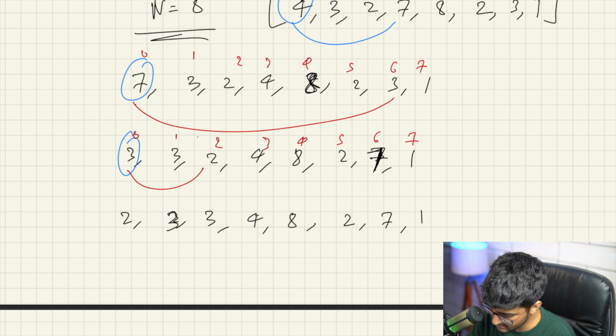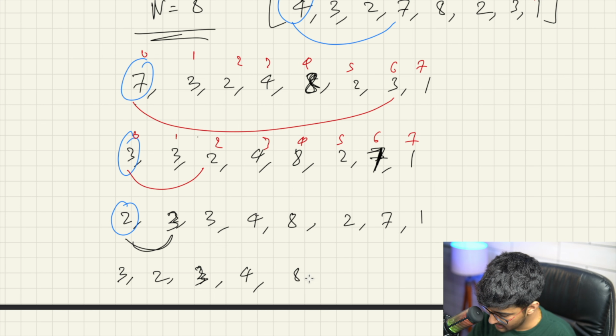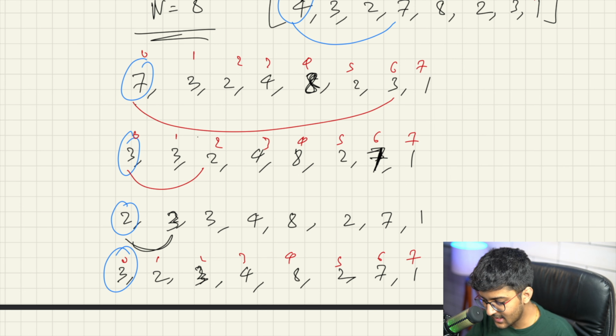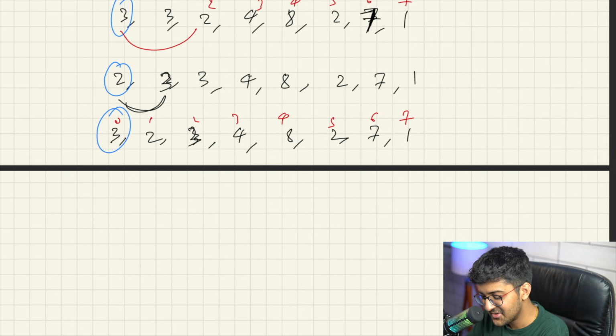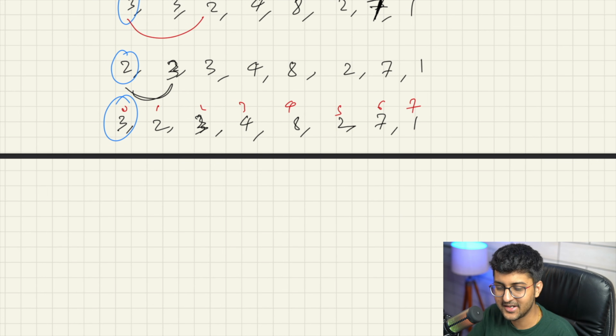Then it's going to check for 2 again. Is 2 at the correct index? No, it's not. Okay, then put it at the correct index. This will become 3 2 3 4 8 2 7 1. Indices will be 1 2 3 4 5 6 7. Now it will check for this 3. Is 3 at the correct index? Let's check. Index number 3 minus 1, that is 2, should contain 3. Yes, it does. So it is automatically handling the duplicates also.